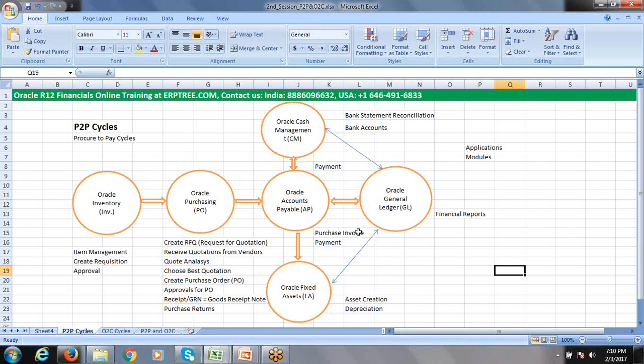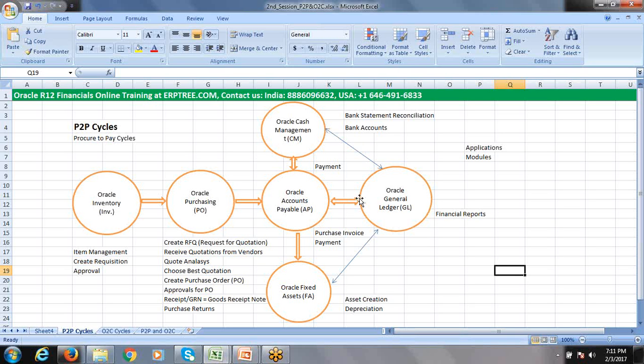Finally, if the purchase invoice is related to an asset purchase, AP will share that information with FA, the asset department. Based on the asset invoice, FA will create the asset and calculate depreciation based on the usage. On the other side, AP will share payment information with cash management, CM. Based on that, cash management will perform bank statement reconciliation and also maintain the bank accounts. Finally, all the information will flow into the general ledger application for financial reports preparation.